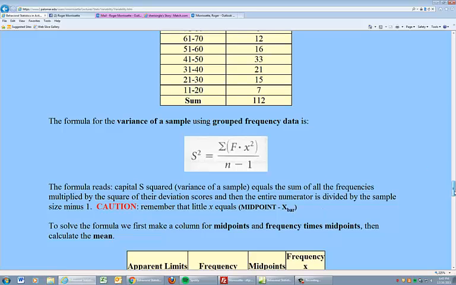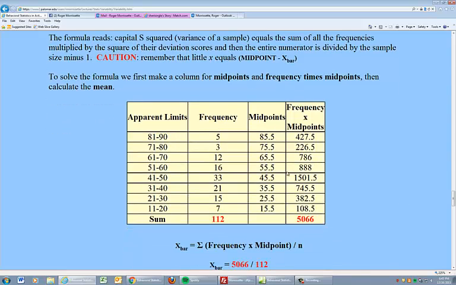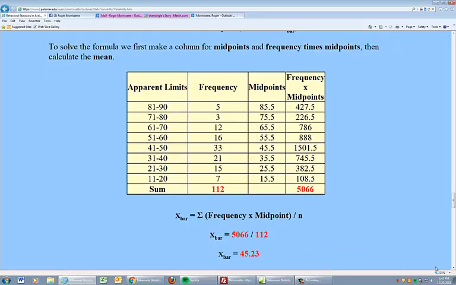So the first thing we have to do is calculate the mean. And remember, our mean formula for group frequency data was frequency times midpoint divided by n. So the first thing we have to do is calculate midpoints. We remember how to do that. And then we're going to create this column called frequency times midpoints, where we just take this and multiply by that. There you go. And then we sum them according to the mean formula, and we divide by n, and we come up with our mean of 45.23.